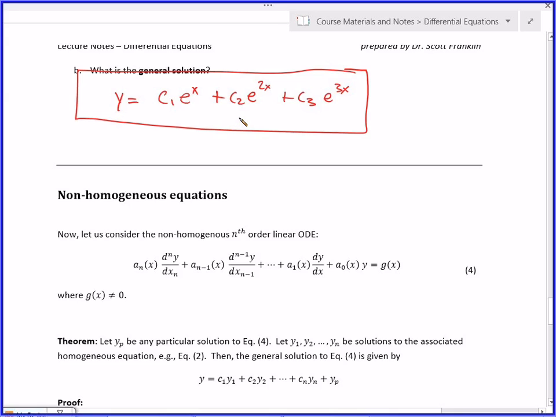Okay, but that's all to do with equation 2, which was the homogeneous case. What about the non-homogeneous case? What happens when the right-hand side here is not 0?